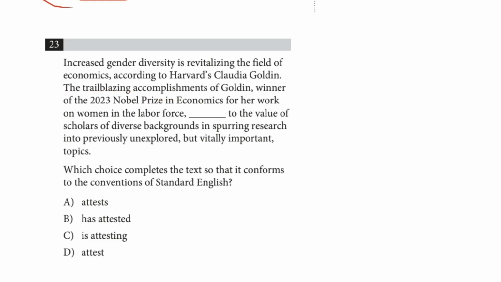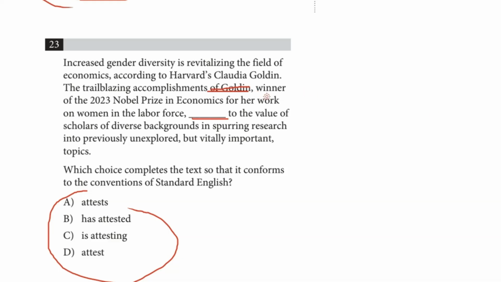Now, can you see a prepositional phrase up top? Sure you can. There we go. Ignore that. Comma, winner of the 2023 Nobel Prize in Economics for her work on women in the labor force. Quite a few prepositional phrases in there. Again, we need a verb. You can ignore all that. The verb's coming up in the gap. So we have to have a subject before we get to that verb.